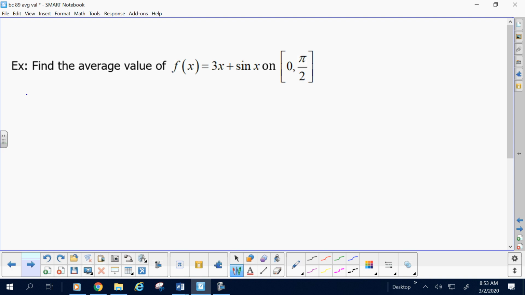Start by setting it up. I'll get you set up and then we'll get going. Average value is a specific numerical value f at c.